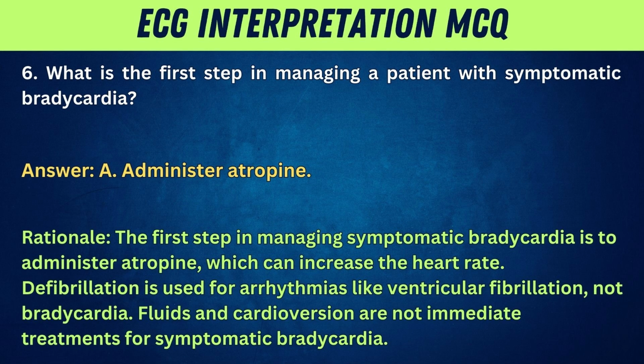Answer: A. Administer atropine. Rationale: the first step in managing symptomatic bradycardia is to administer atropine, which can increase the heart rate. Defibrillation is used for arrhythmias like ventricular fibrillation, not bradycardia. Fluids and cardioversion are not immediate treatments for symptomatic bradycardia.